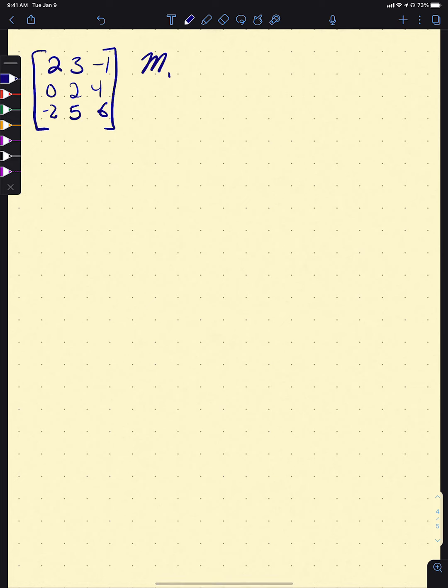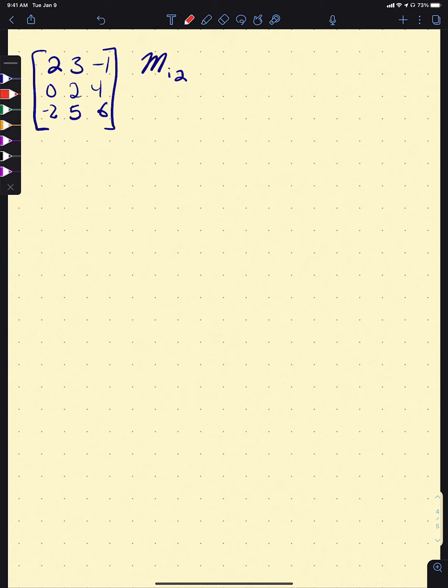But let's take a look at first at these concepts of minors and cofactors, okay? And to do that, we'll need a matrix. So let's grab this matrix. Let's try 2, 3, -1, 0, 2, 4, and -2, 5, 6, okay? Let's start by looking at M sub 1, 2. Okay? So according to our definition, this is the determinant of the matrix obtained by deleting the ith row and the jth column. So this is asking us to delete the first row and the second column.